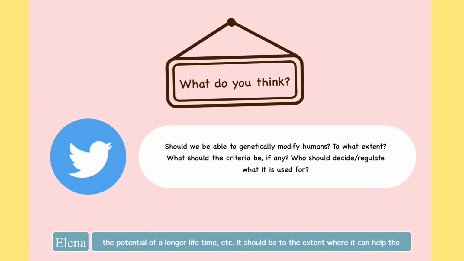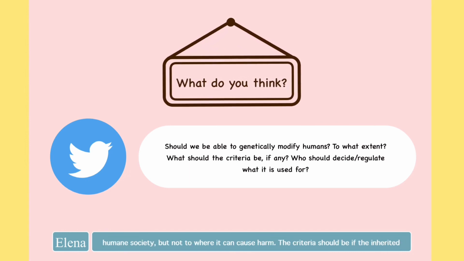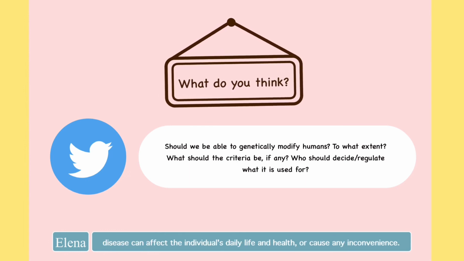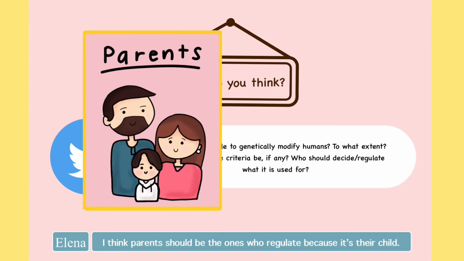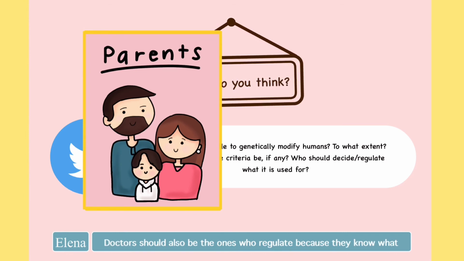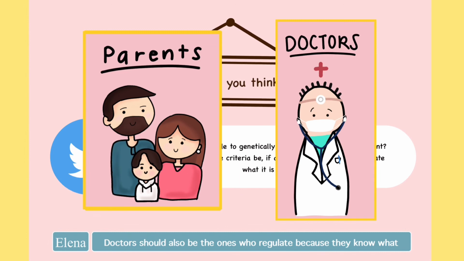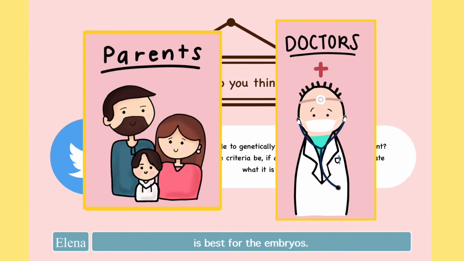It should be to the extent where it can help the humane society, but not to where it can cause harm. The criteria should be if the inherited disease can affect the individual's daily life and health or cause any inconvenience. I think parents should be the one who regulates because it's their child. Doctors should also be the one who regulate because they know what is best for the embryos.